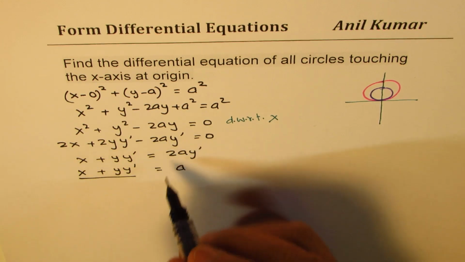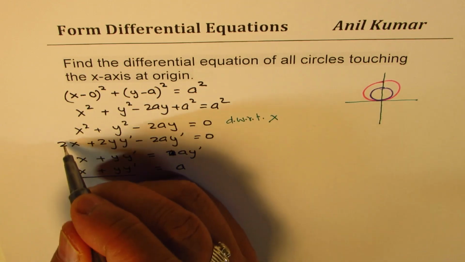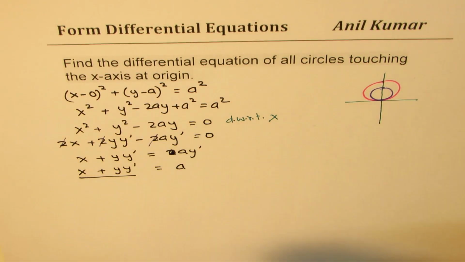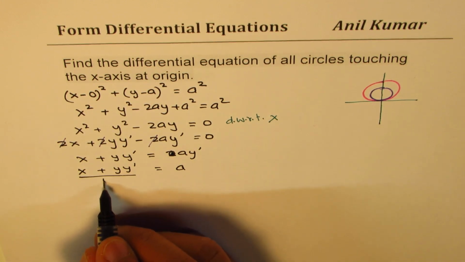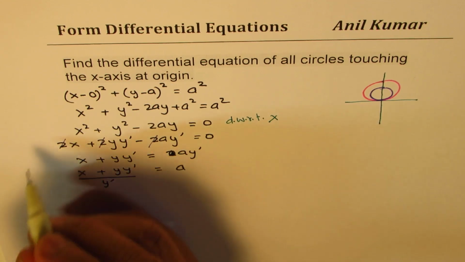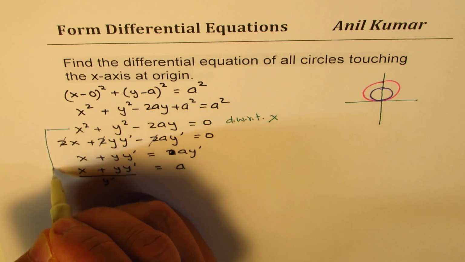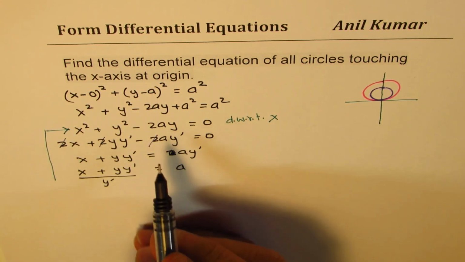Therefore a is equal to x plus y y prime divided by y prime. I'm sorry, the 2's we cancel, right? Let me cancel them properly. So we have a y prime, so now this gets divided by y prime. So that's the value of a. We can substitute this value in the simplified form and then get the result.